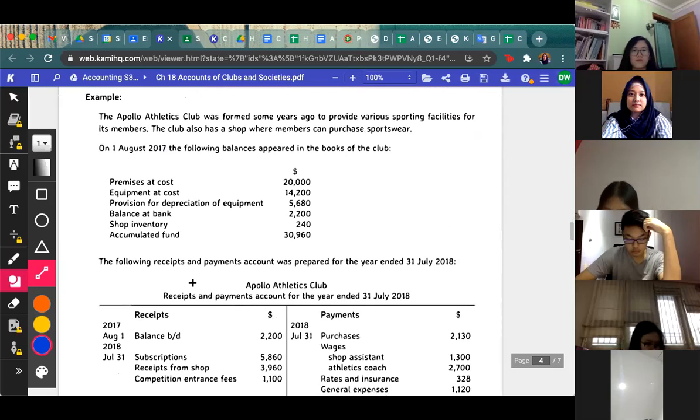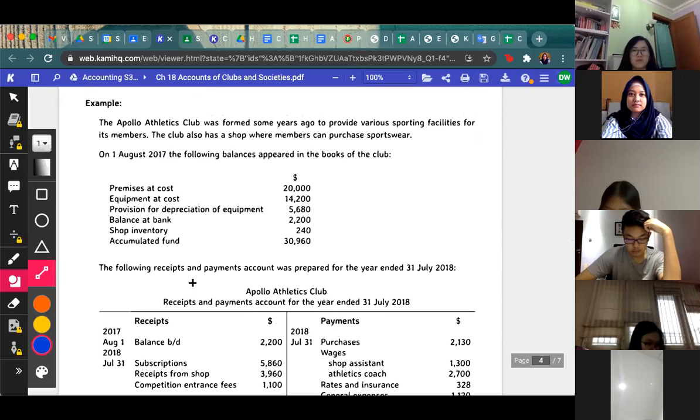Now let's continue to the example. The Apollo Athletics Club was formed some years ago to provide various sporting facilities for its members. The club also has a shop where members can purchase sportswear. This is the continuation of the questions before. The club has a shop.